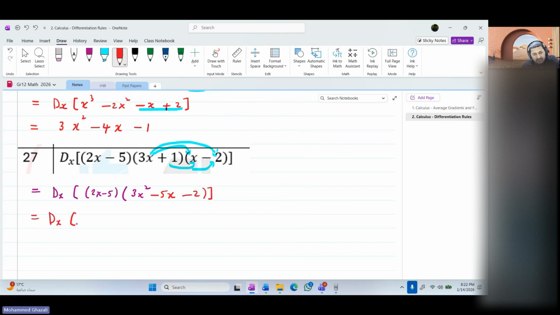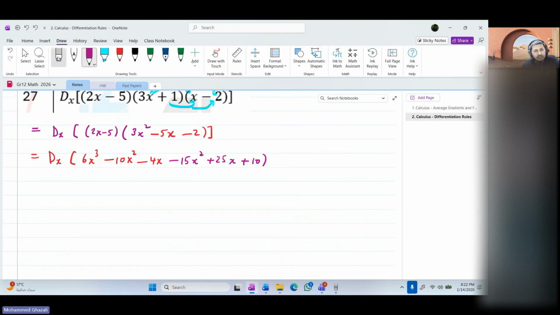So d/dx, if you open up everything, 2x times 3x squared is 6x cubed, 2x times minus 5x is minus 10x squared, 2x times minus 2 is minus 4x. Then we have minus 5 times 3x squared, minus 15x squared. Then we have minus 5 times minus 5, which is 25x. We have minus 5 times minus 2, which is plus 10. And now we are ready to differentiate.